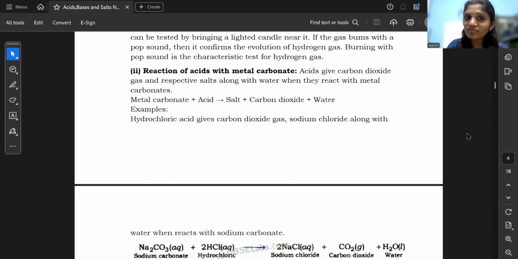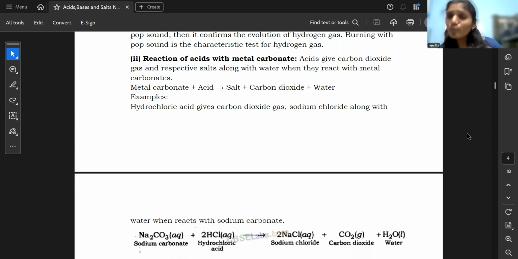Metal carbonates are basic in nature. Metal bicarbonates also are basic in nature. That is the reason acids can react with both. Clear?